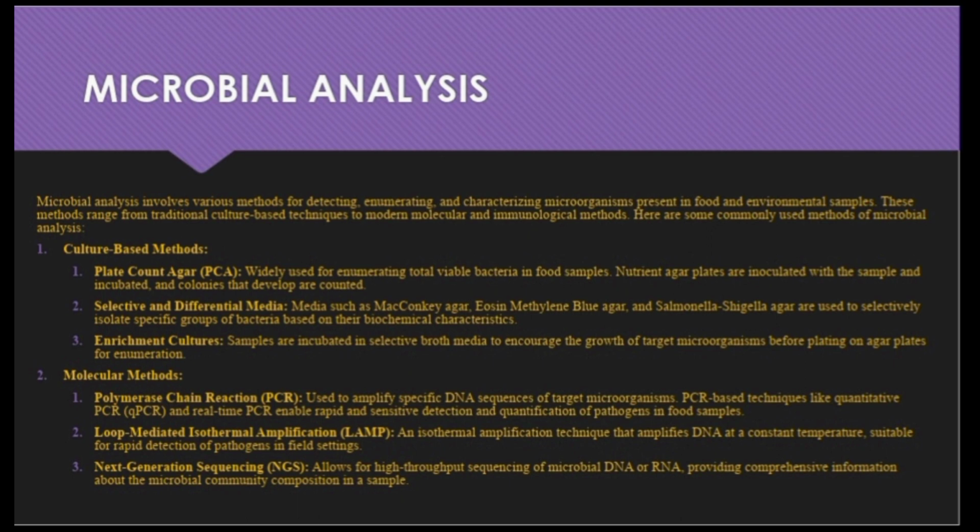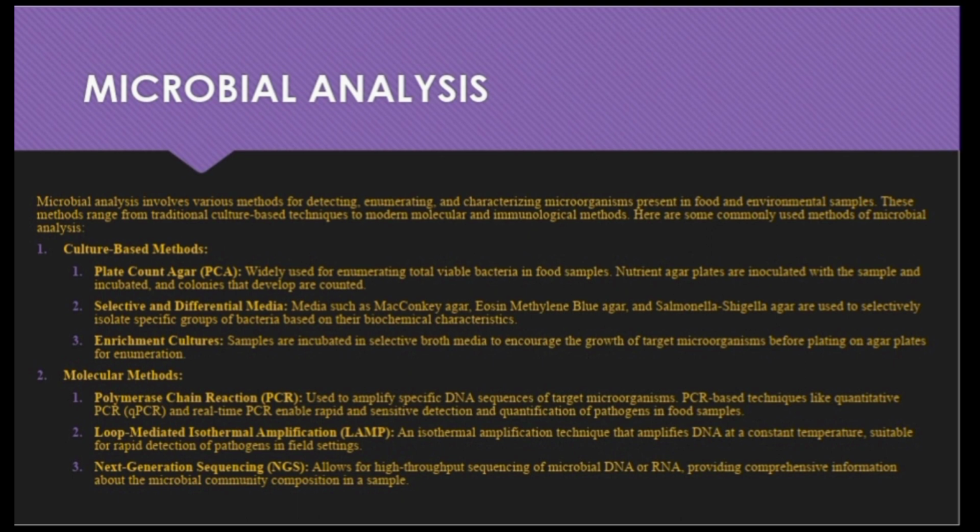First, we can see about culture-based methods. In culture-based methods, we can see about three methods: plate count agar, selective and differential media, and enriched culture. Plate count agar is used for enumerating total viable bacteria in food samples. A nutrient agar is inoculated with a sample and incubated, and the colonies that develop are counted.